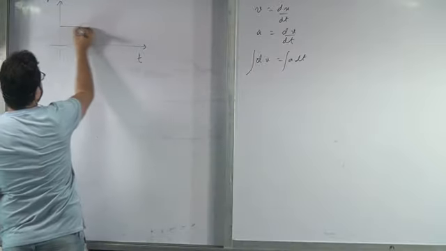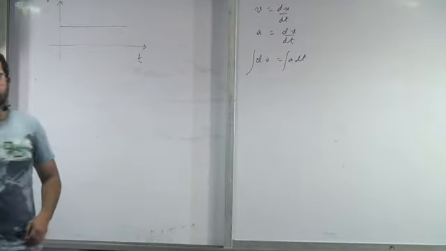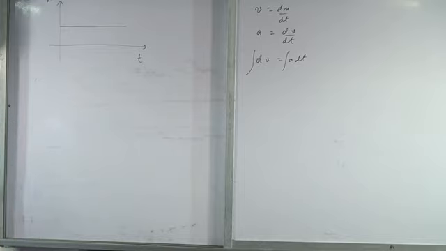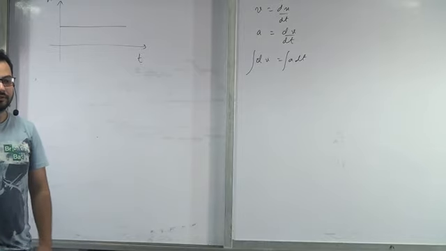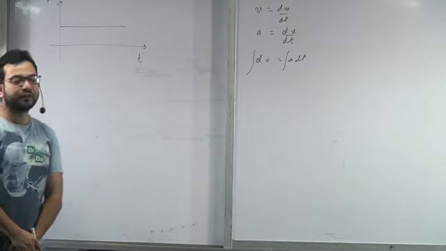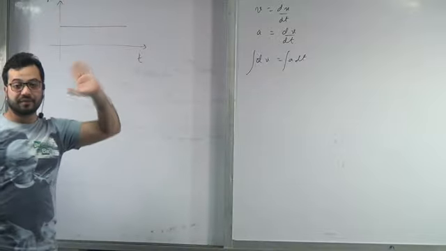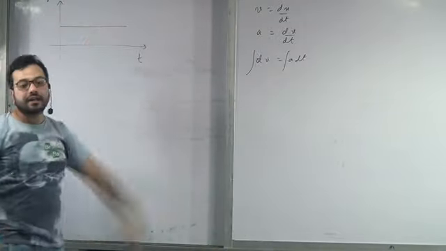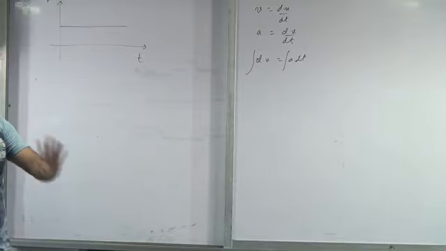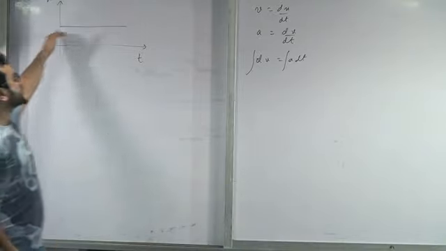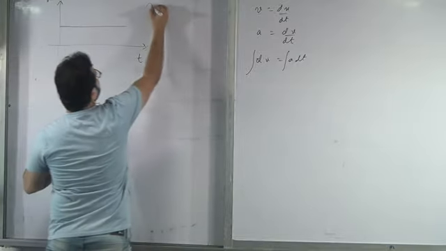Alright, tell me, what does this mean? Uniform velocity or rest? XT graph, the position time graph. So what does this straight line tell me? The position is not changing with time. That means what? This is at rest.